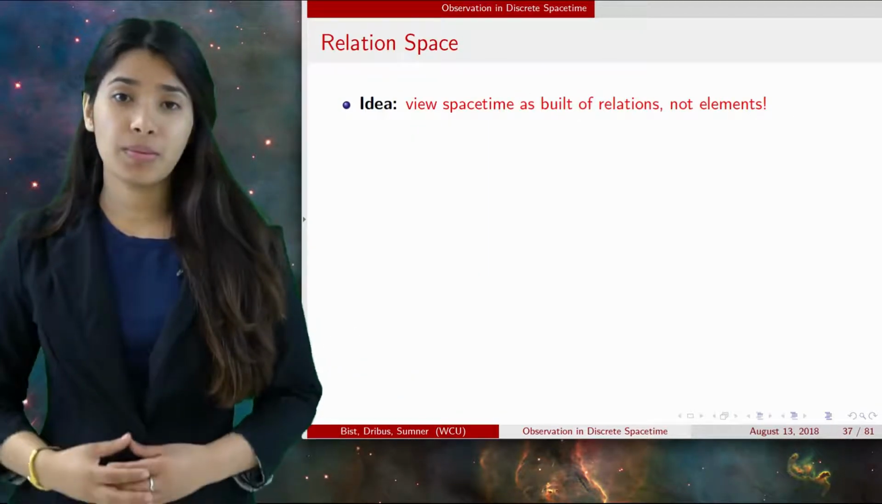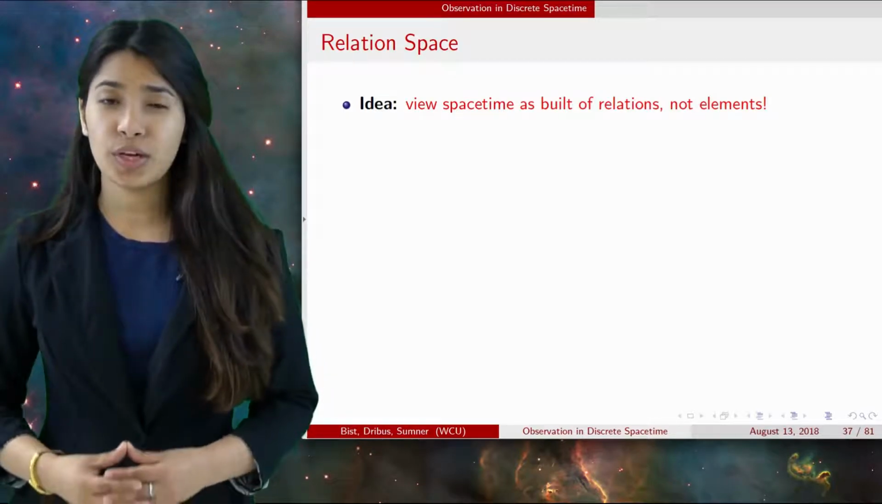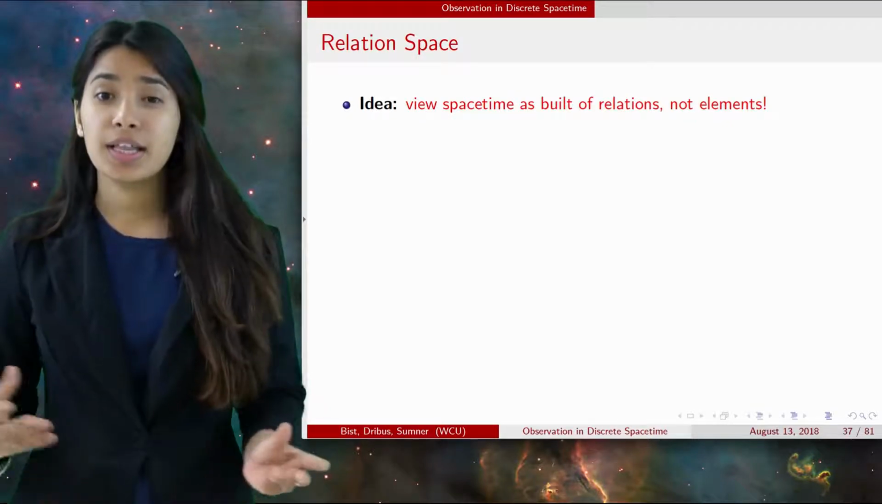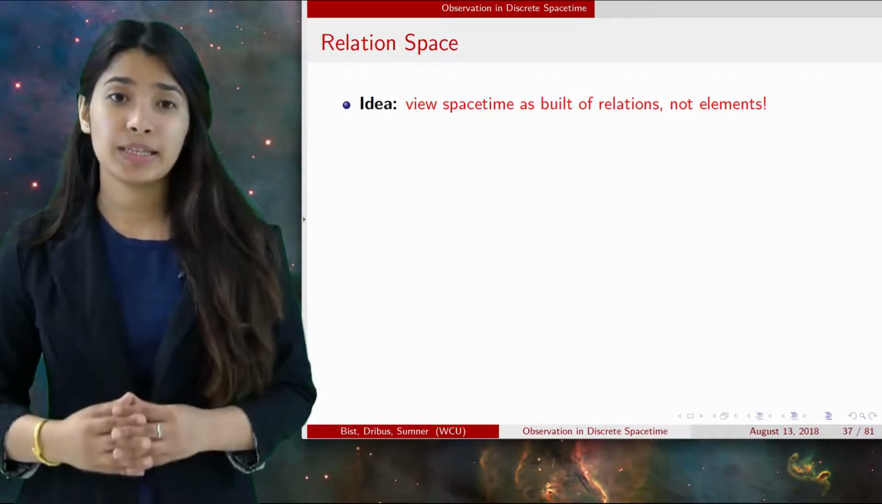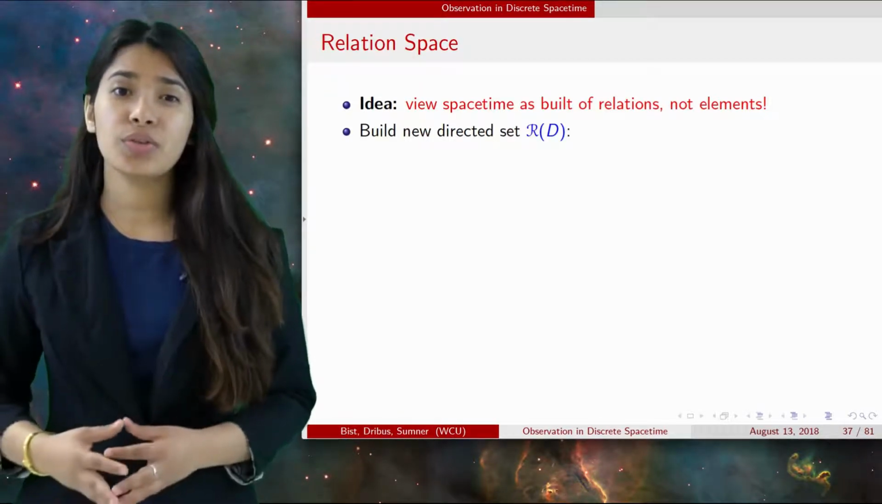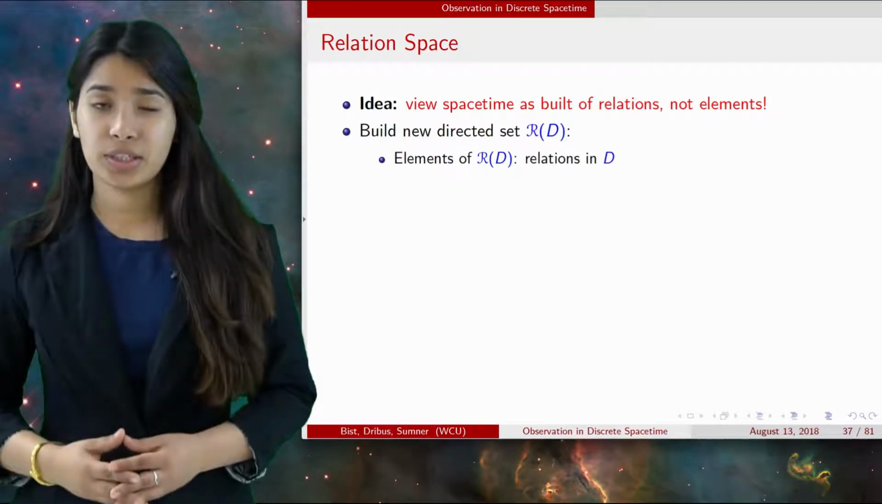In order to solve the problem of permeability and define ideal observers, we resort to a mathematical construction that is also important in discrete causal theory for a variety of other reasons. This is the construction of relation space over a directed set. The relation space is a new directed set which we denote by script R of D. To construct relation space, we first define an element of script R for every relation in D.